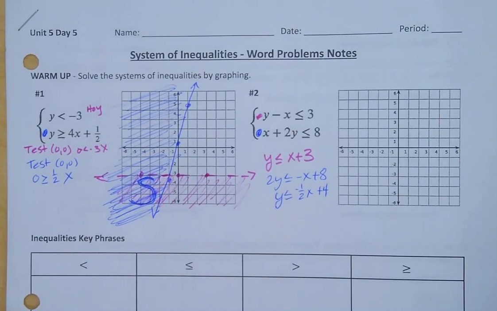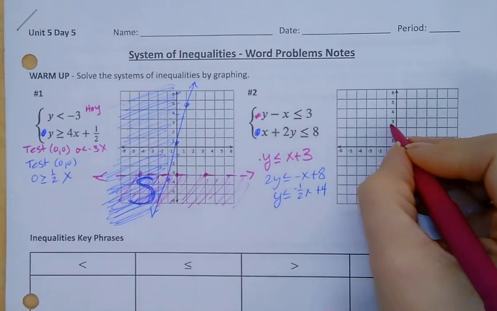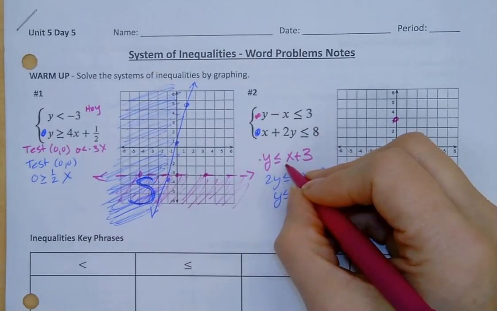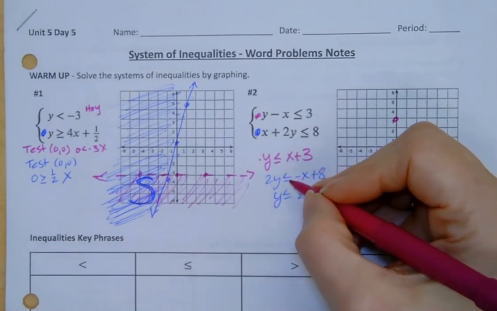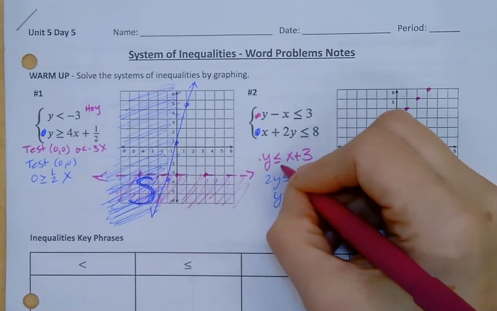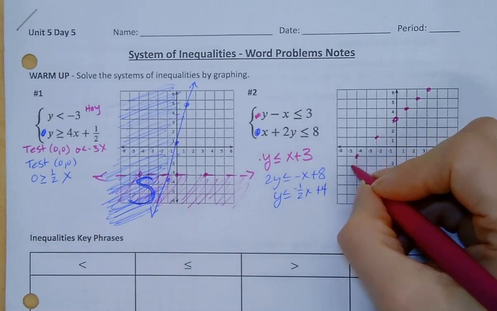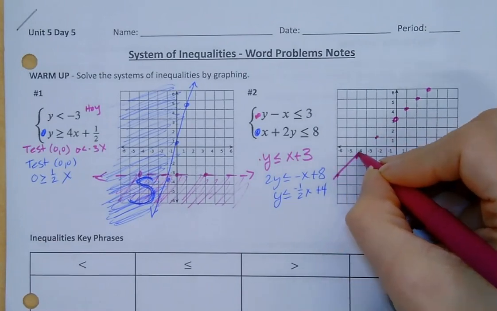All right, and so now I'm going to graph. This first one is going to start at 3, and it looks like my slope is 1 over 1. So I'm going to go up 1 over 1. Okay, y is less than or equal to x plus 3 is going to be a solid line because I get the equal sign in there too. So solid line.